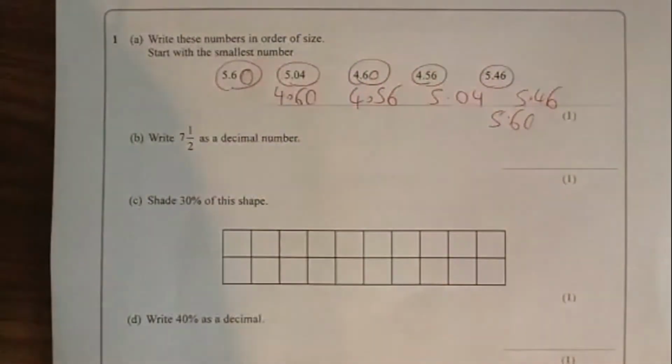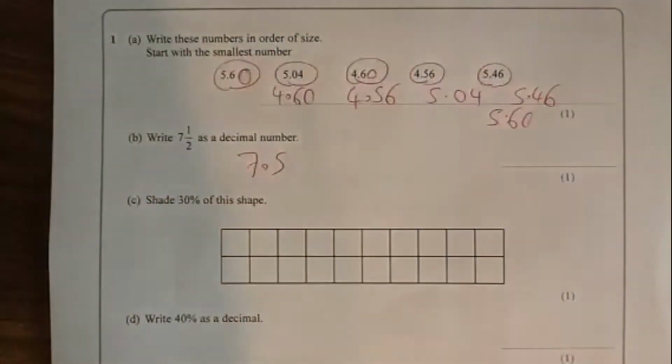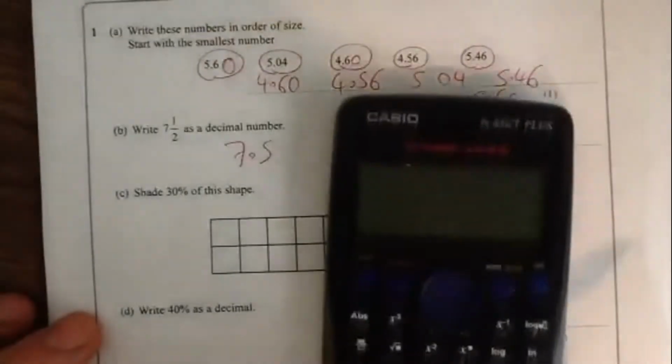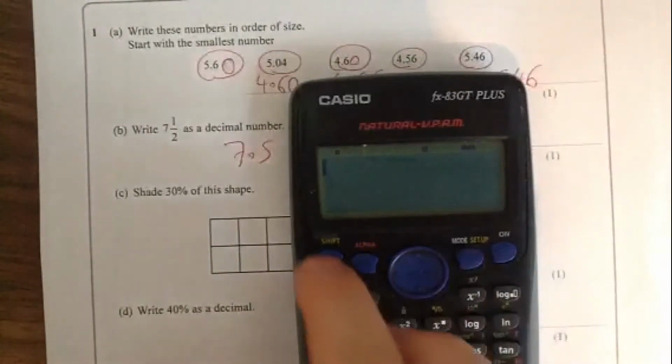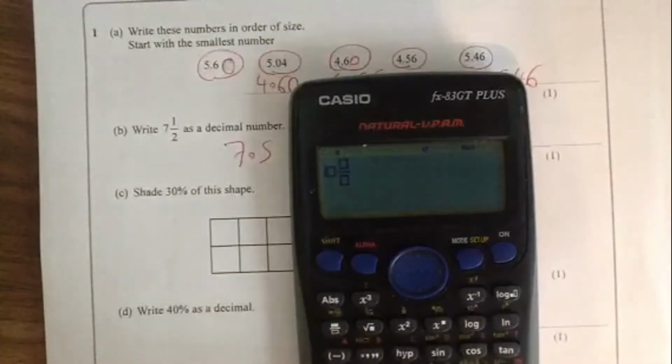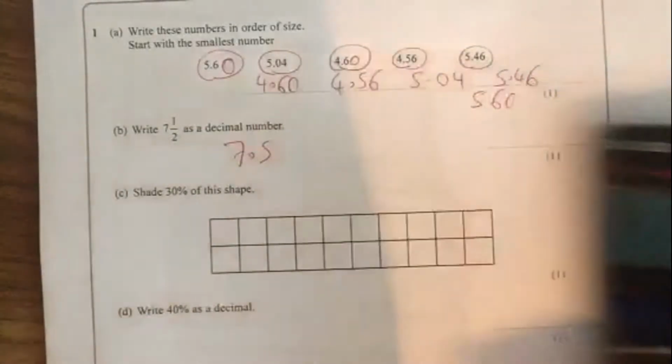Right, 7.5 is a decimal number. Now, I'll be honest with you, I know that 7.5 is 7 and a half, but if you didn't, just use your calculator. Okay, let's write 7, so I have to use shift and this function. Okay, so 7 and 1 over 2. Just press equals, S to D, it'll do it for you.